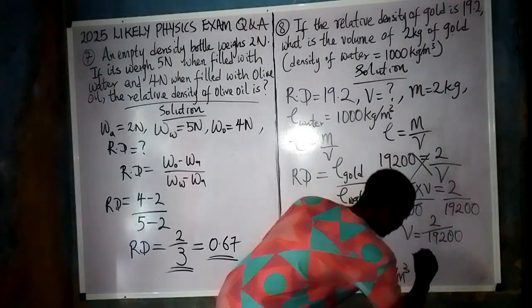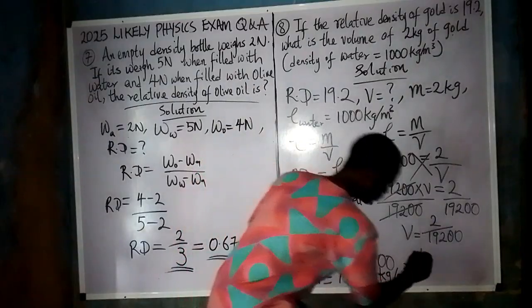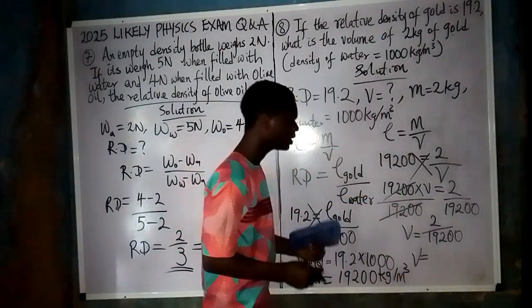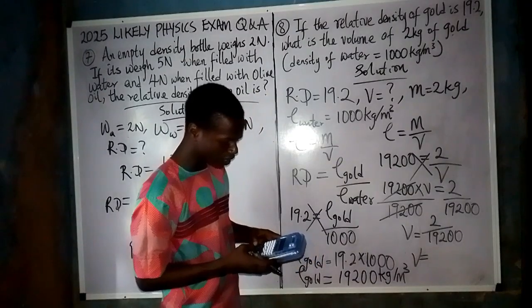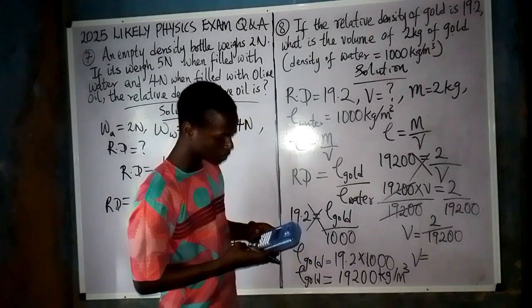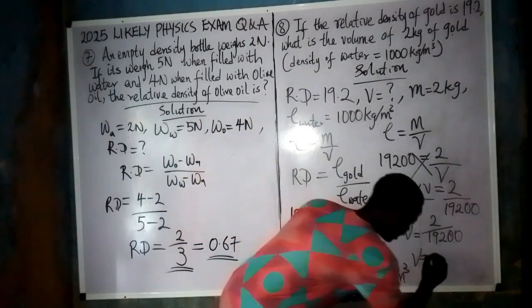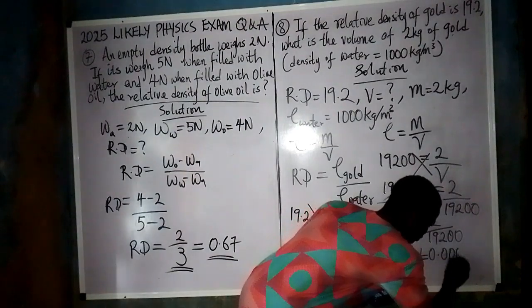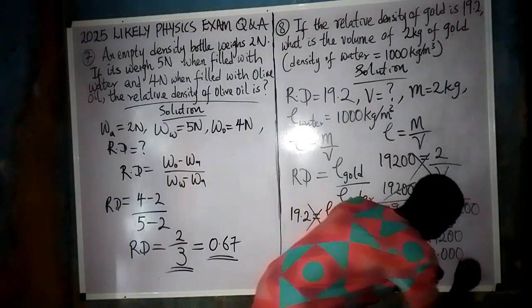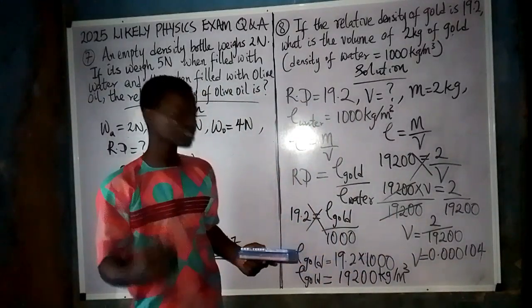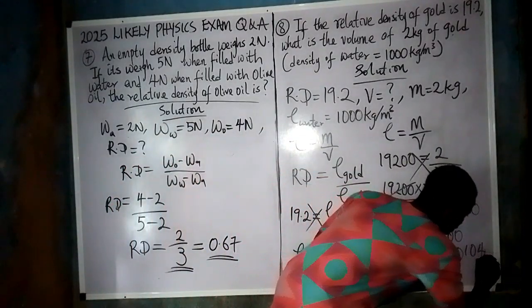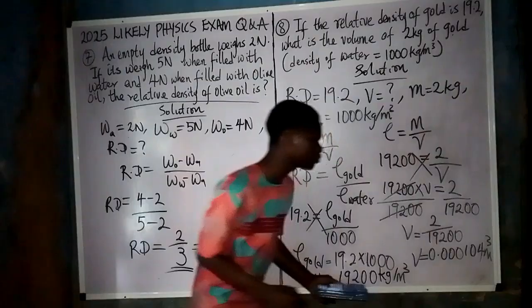And finally, V of gold will now be equals to, now depending on the option, there are two answers we can get here. 2 divided by 19200. That gives us 0.000104 meter cube. Okay, I have to just manage the board.